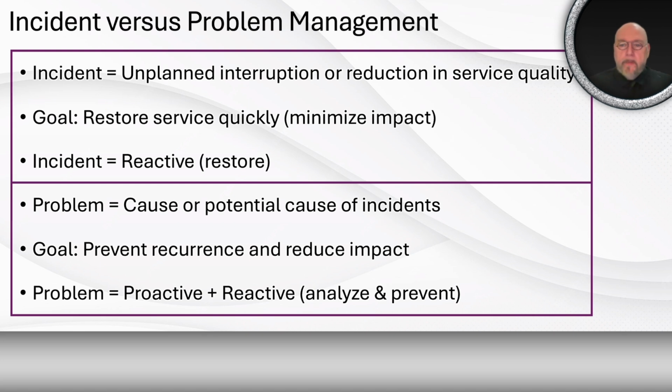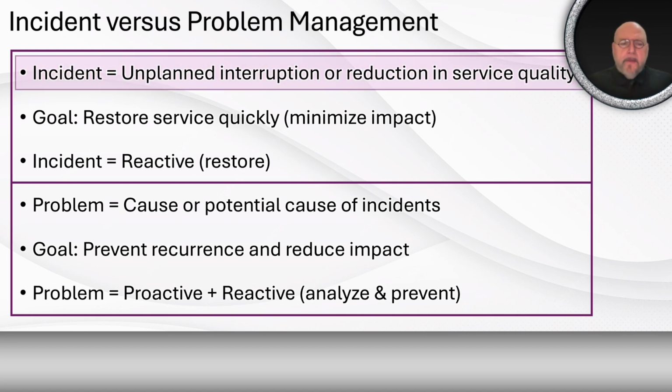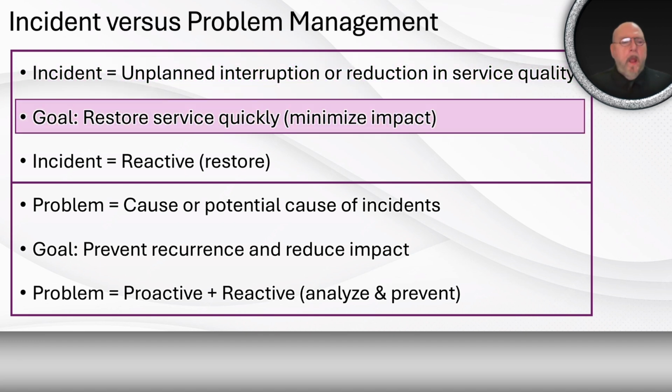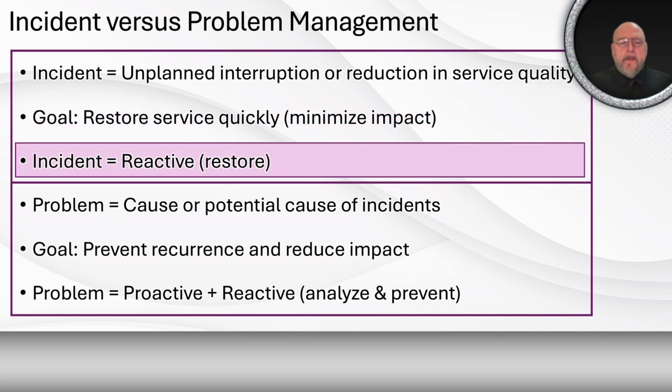We get into now some of the most important practices which support the service value chain. This first duo, which are related, is incident and problem management. An incident is an unplanned interruption or reduction in service quality. Our goal here is to restore service as quickly as possible and minimize the impact. An incident is a reactive restore type of environment. It is some kind of event which can threaten the service quality.